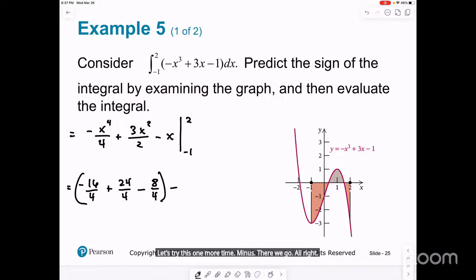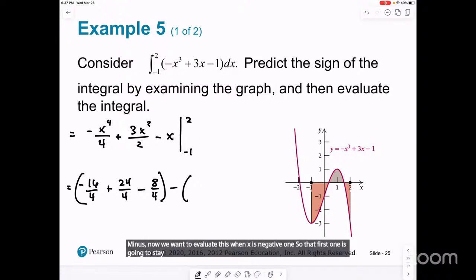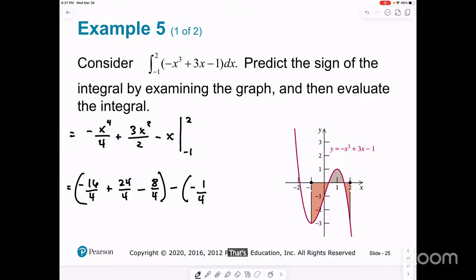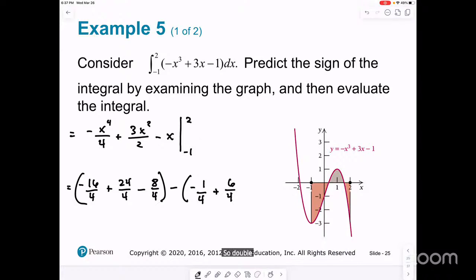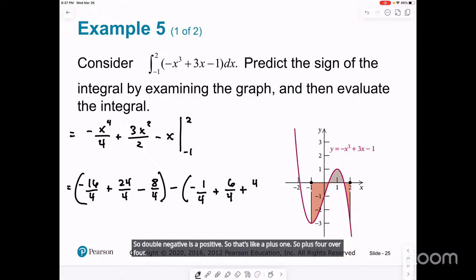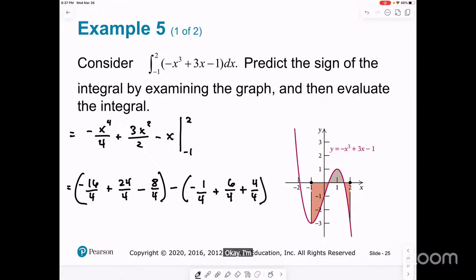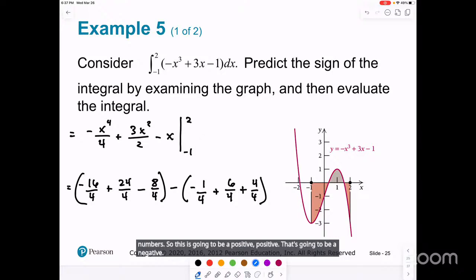All right. Minus. Now we want to evaluate this when x is -1. So that first one's going to stay as a -1 over 4. Okay. That's going to be a plus 3 over 2. So then what, 6 over 4? So plus 6 over 4. So double negative is a positive, so that's like a plus 1, so plus 4 over 4. Okay. I'm just going to go ahead and distribute my negative before I crunch the numbers. So this is going to be a positive, positive. That's going to be a negative, and a negative.